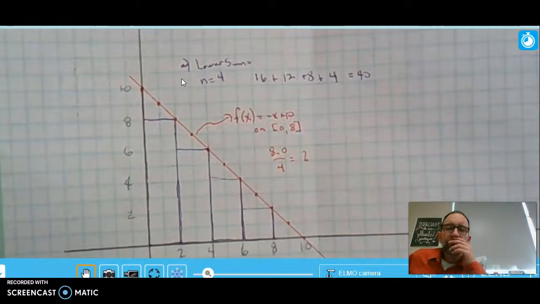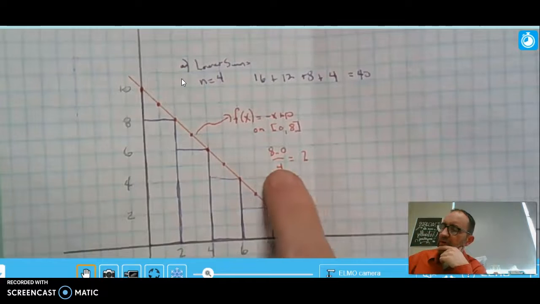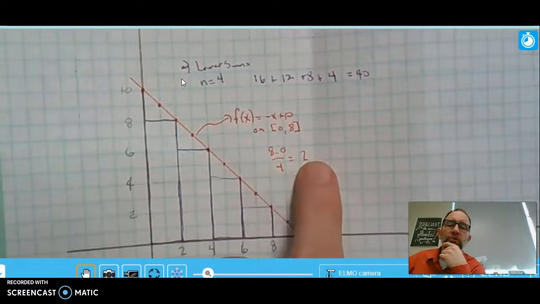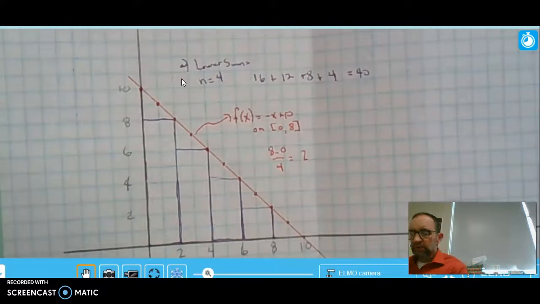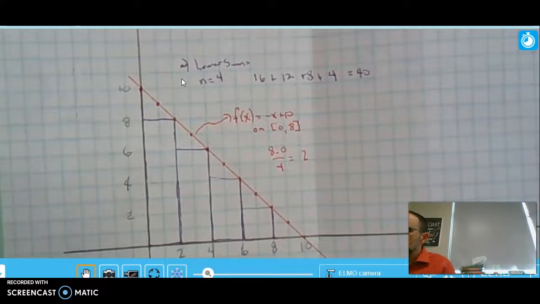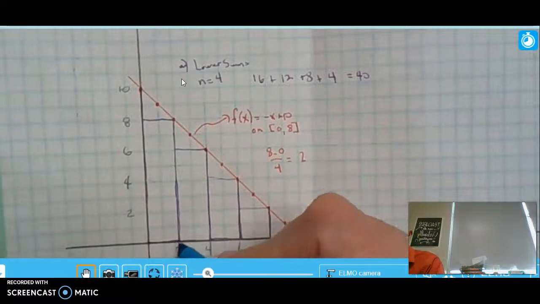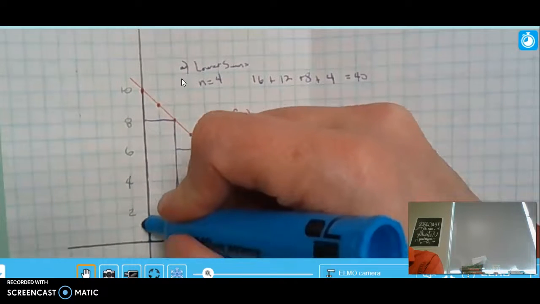I believe the other part of this question asks the same thing. You're just using n equals 8. So instead of each rectangle being 2 units wide, each rectangle will be 1. Now part B of this asks for upper sums. So upper sums are very similar to the lower sums. The only way they differ is that now instead of using the smallest y value on each of these intervals to determine the height of the rectangle, we're going to use the largest.